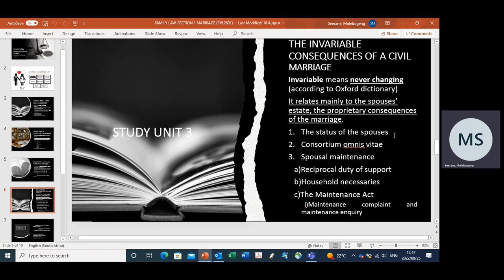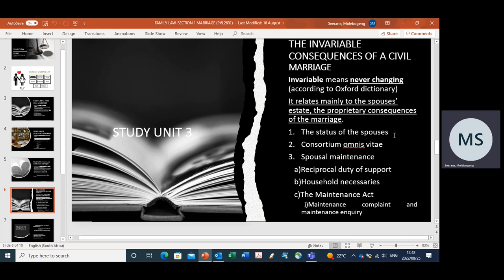Firstly, the status of the spouses, as I have mentioned. When the husband and the wife enter into the marriage, their status changes to wife and husband, and that cannot be changed. So when you look at chapter 5 of your textbook, on page 41, it gives us examples of what that means. It further gives us examples similar to the one that I just gave, of where the spouses' status cannot be changed.